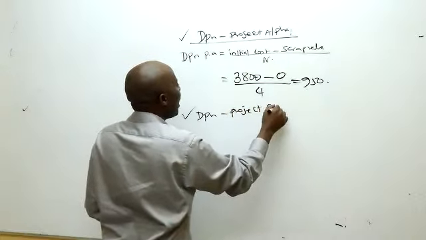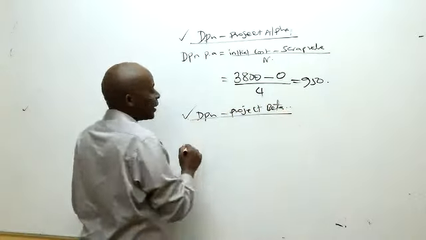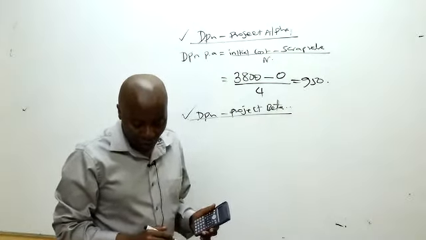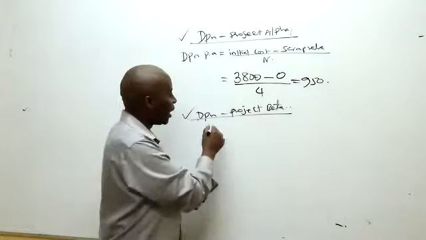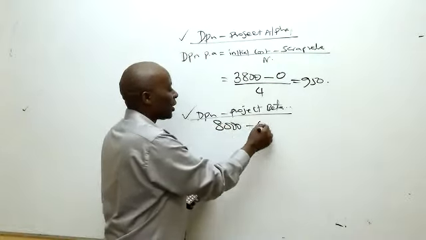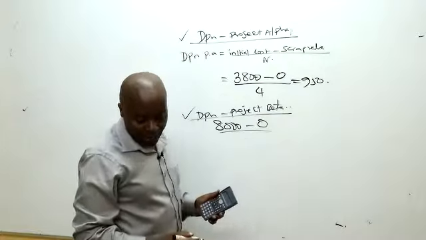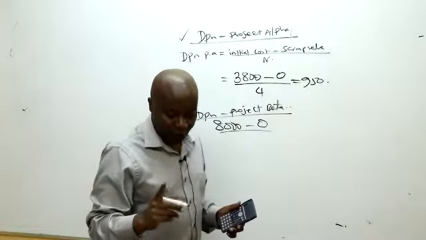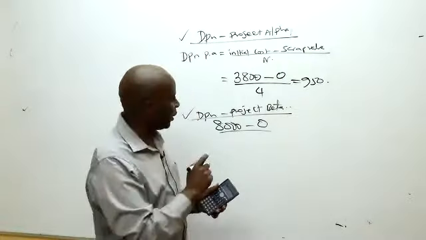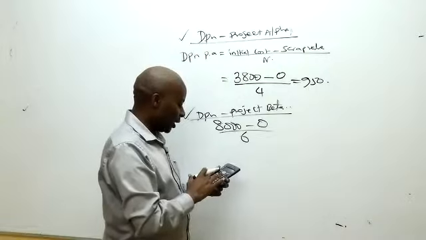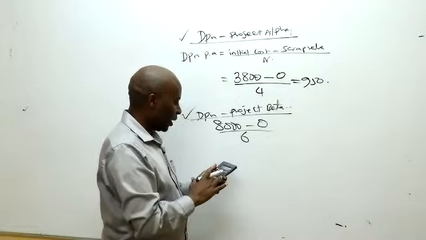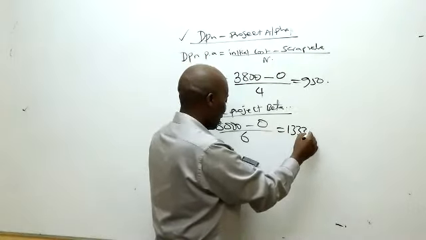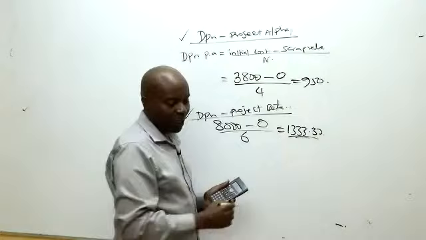From there, right away, come and give us depreciation for Project Beta. Depreciation Project Beta, ladies and gentlemen, the initial cost of Project Beta is 8,000, minus scrap, which is 0, divided by the useful life of Project Beta, given in note number 2, which is 6. So we have 8,000 divided by 6, which at the end of the day gives us 1,333.333 if we are correct.